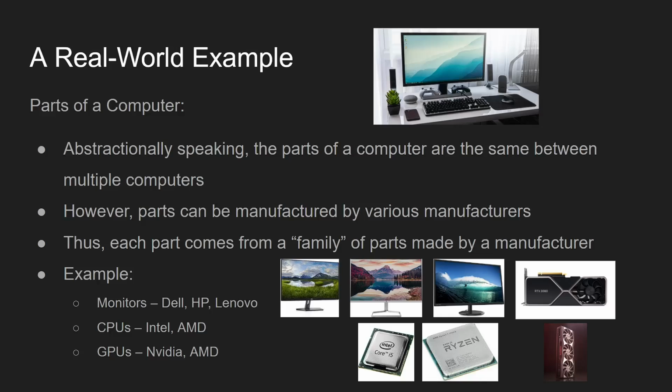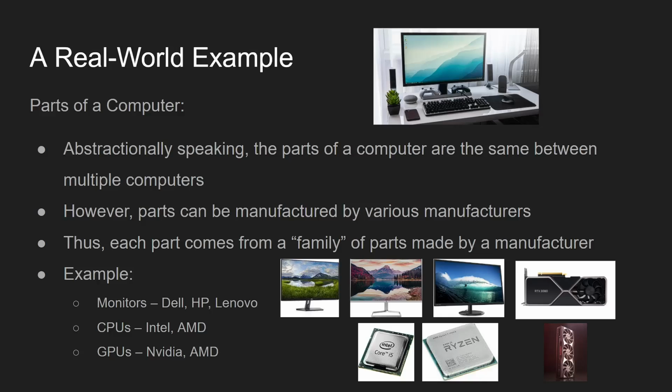All of that might sound confusing to you, so let's present a real-world example that models the abstract factory pattern. Let's create a computer. We'll need parts of a computer in order to make a computer. Abstractly speaking, the parts of a computer are the same between multiple computers. Each computer has a monitor, keyboard, mouse, CPU, GPU, etc. However, these parts can be manufactured by various manufacturers. Thus, each part comes from a family of parts made by each manufacturer.